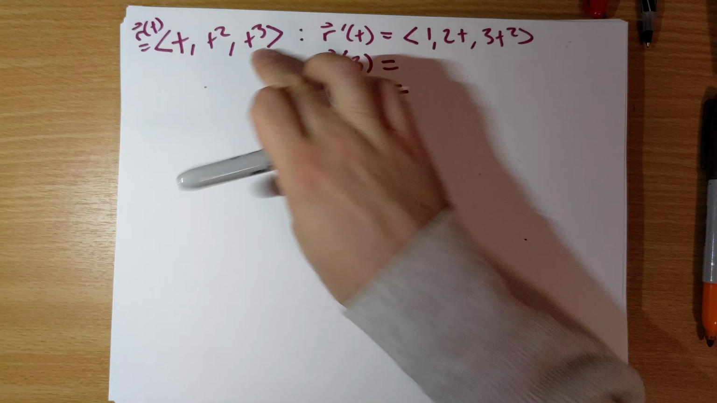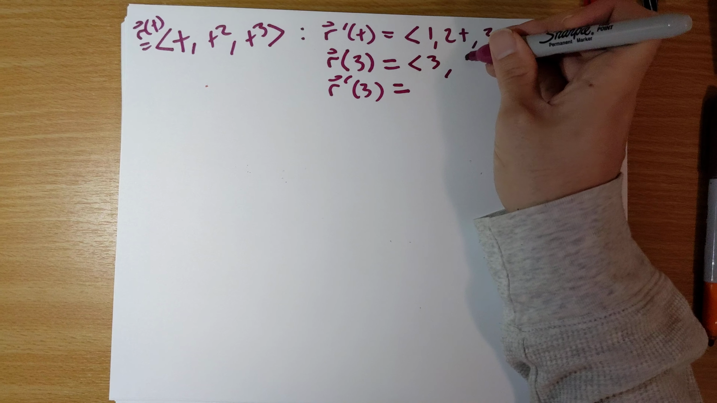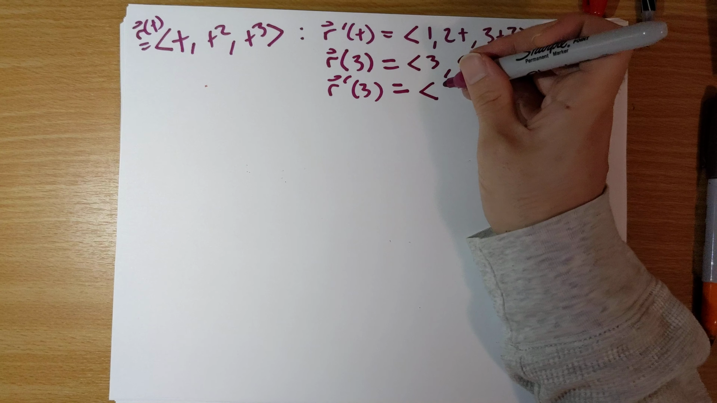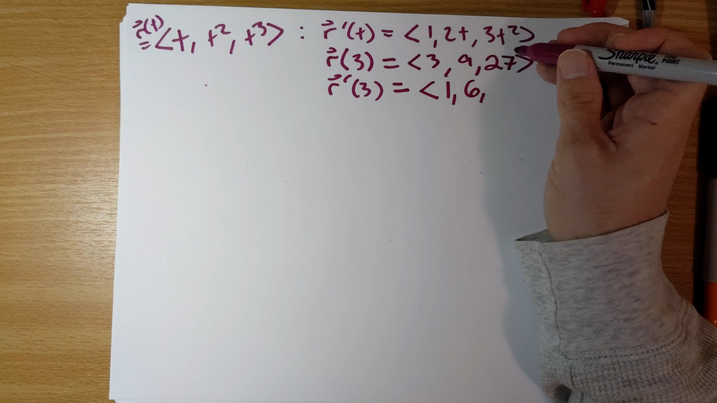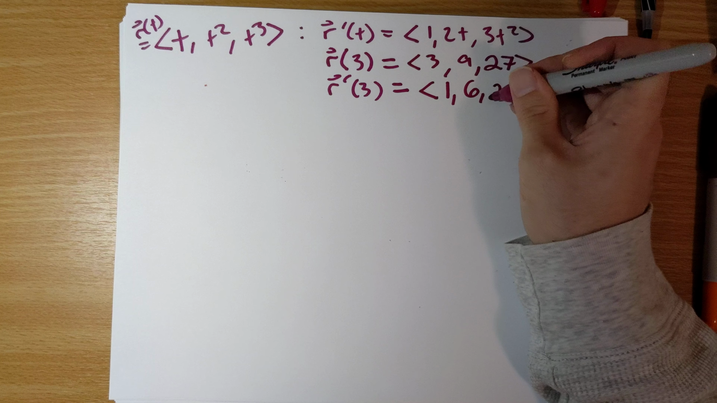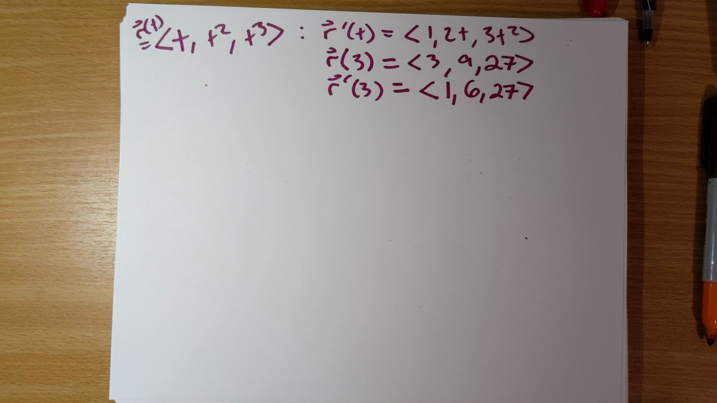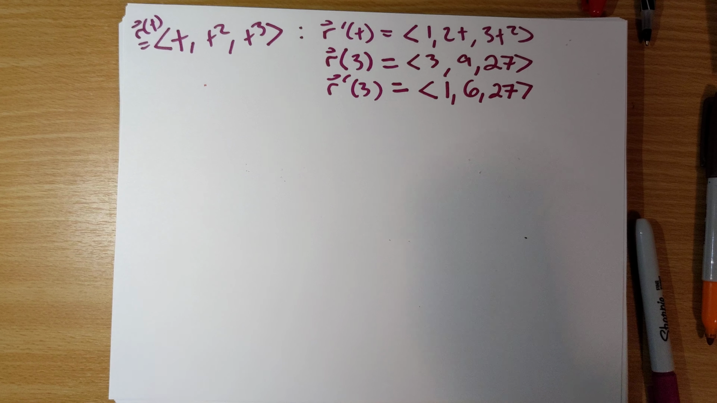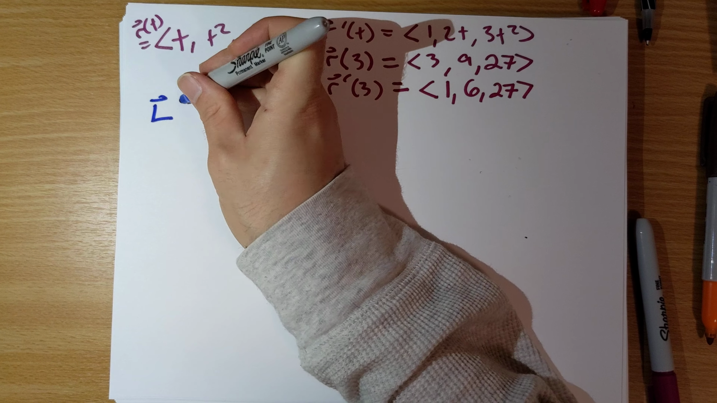We need r of 3 and r prime of 3. R of 3, plug 3 in here, I'm going to get 3, 9, and 27. R prime of 3, we get 1, 6, and 3 times 3 squared is 27. So this is all the information we need to write down a parametrization of the line.